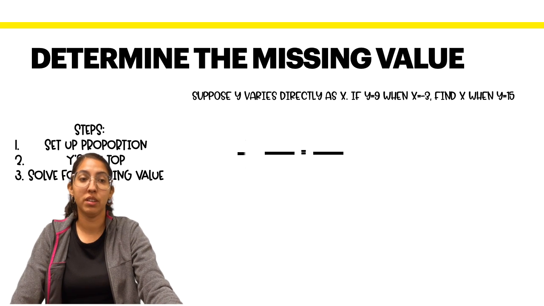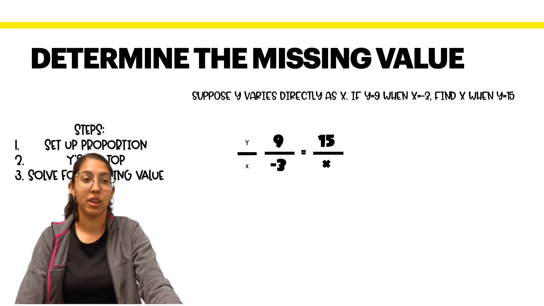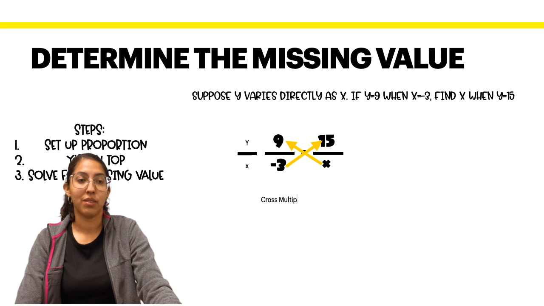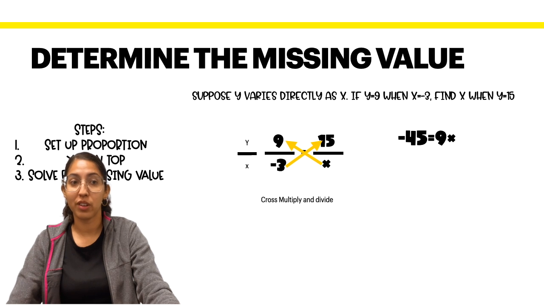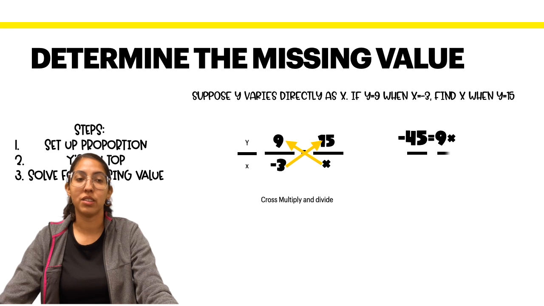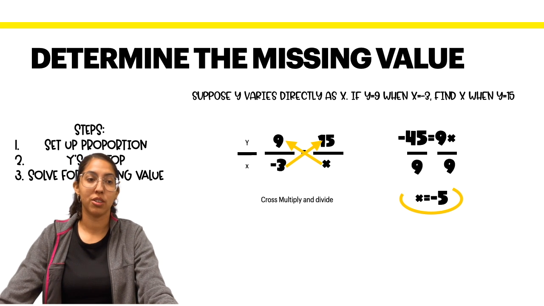So we're setting up our proportion. Again, y is on top, x's are on bottom. Plug in what you know. I know my first y and x are 9 when x is negative 3. I know that I have a 15, but I don't know the x value that goes with it. So next we are going to do a little bit of cross multiplying and dividing. So when we cross multiply, negative 3 times 15 is negative 45, and then 9 times x is 9x. So negative 45 equals 9x. Then just a one-step equation, divide by 9 on both sides. And you get x is negative 5. And that would be our answer.